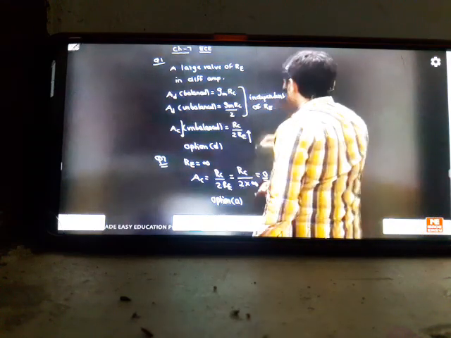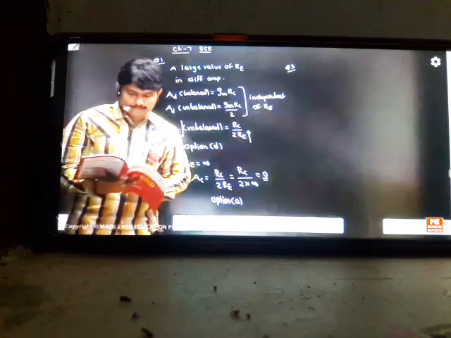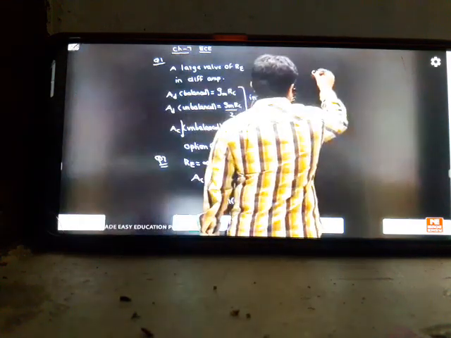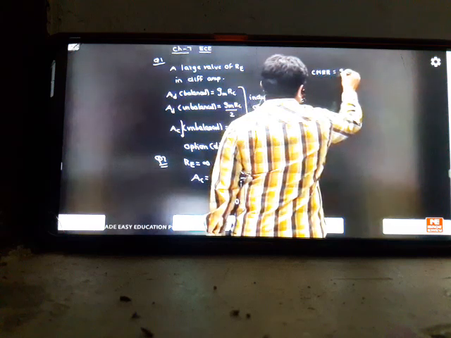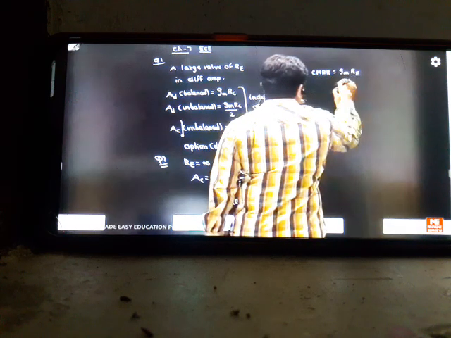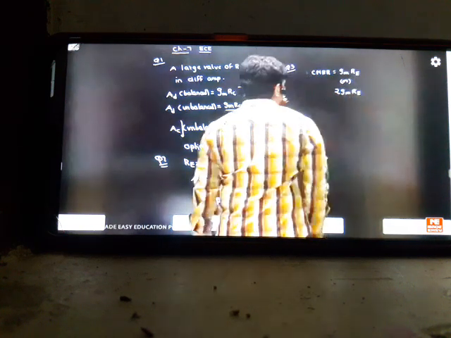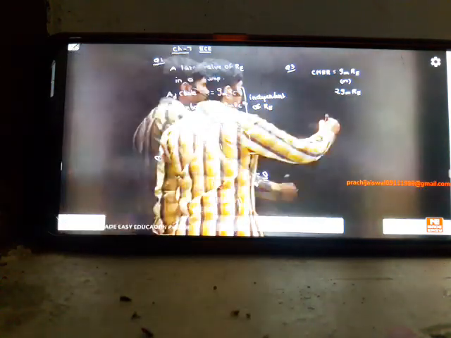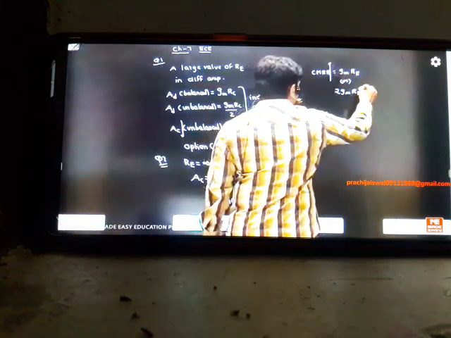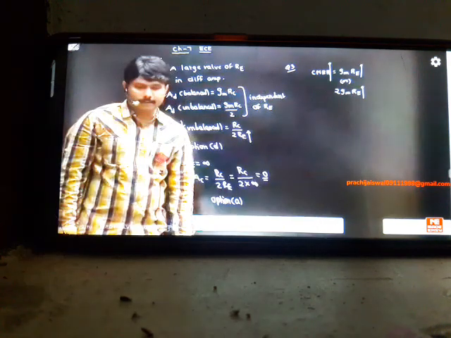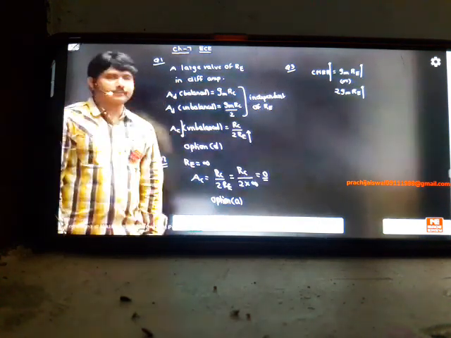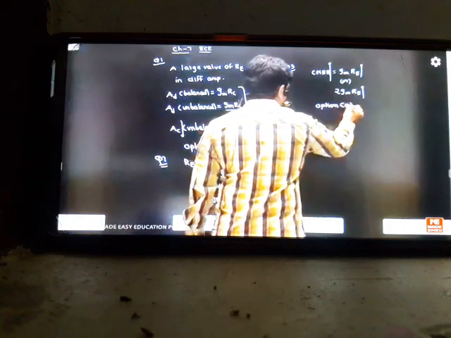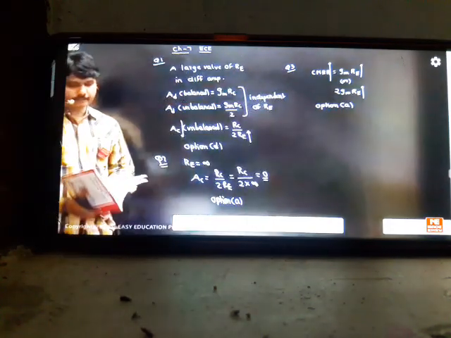Question number 3. In a differential amplifier, CMRR can be improved by increasing what? If you want to increase CMRR, what to do? CMRR is nothing but GM into capital RE, or we have another formula, 2 times GM into RE. One is for the balanced system, one is for the unbalanced system. Whatever it may be, if you want to increase CMRR, the only thing I have to increase is RE. If RE increases, automatically your CMRR will increase. So I'm expecting option A will be the correct answer, emitter resistance. We have to increase the emitter resistance to increase the CMRR.